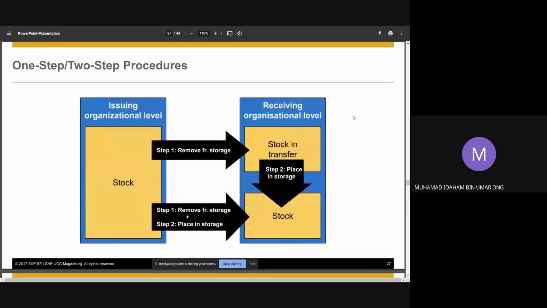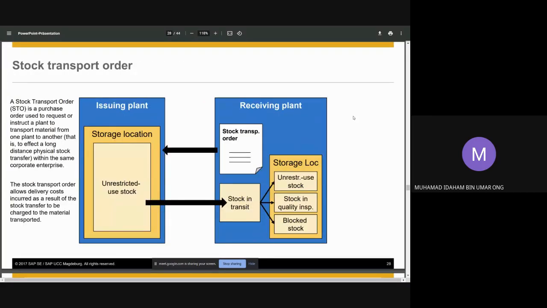This part here, transfer posting, we don't need to go through all of this. This is still none of our working. This is before that, it's not really of our concern for now, but this part here is the documentation that needs to be produced when items are being moved around. It's called a stock transport order.